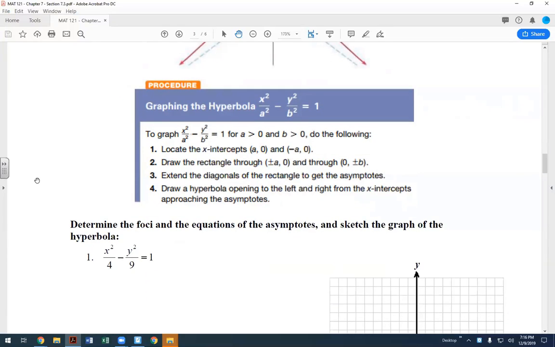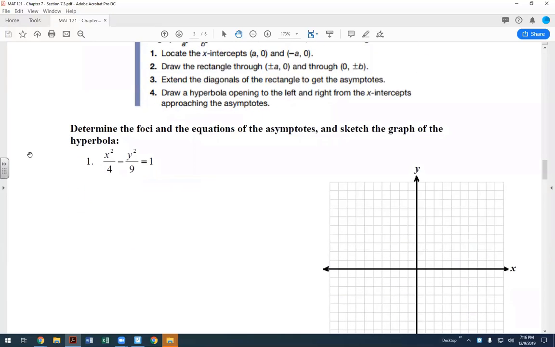So basically, if it's a hyperbola opening left and right, we'll have x-intercepts. If it's a hyperbola opening up and down, we'll have y-intercepts. Figure out basically where our foci are going to be, and then of course, the values for our fundamental rectangle. And they're actually talking about drawing the rectangle through positive and negative a and 0, positive and negative b. But this is what I actually like to do when I'm working with graphing for hyperbolas.